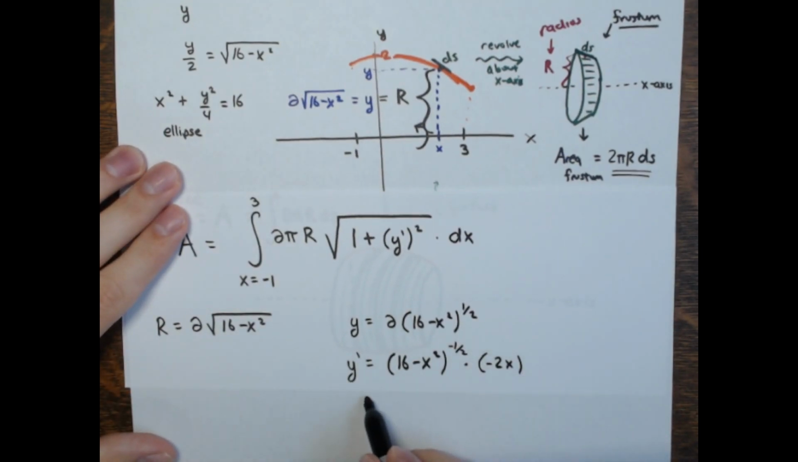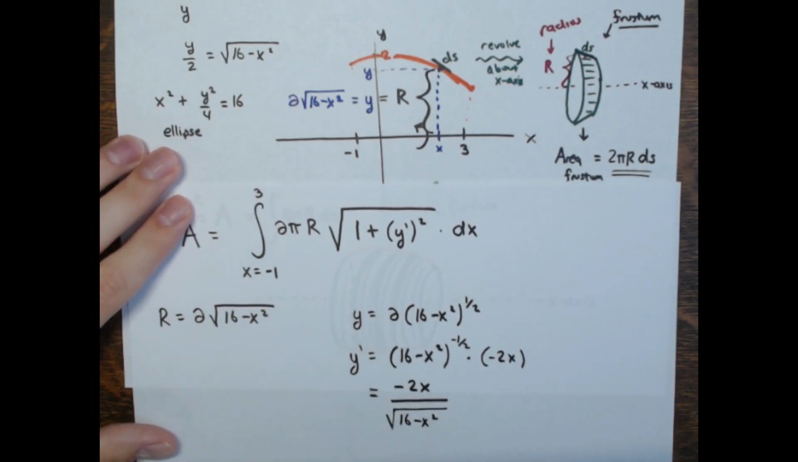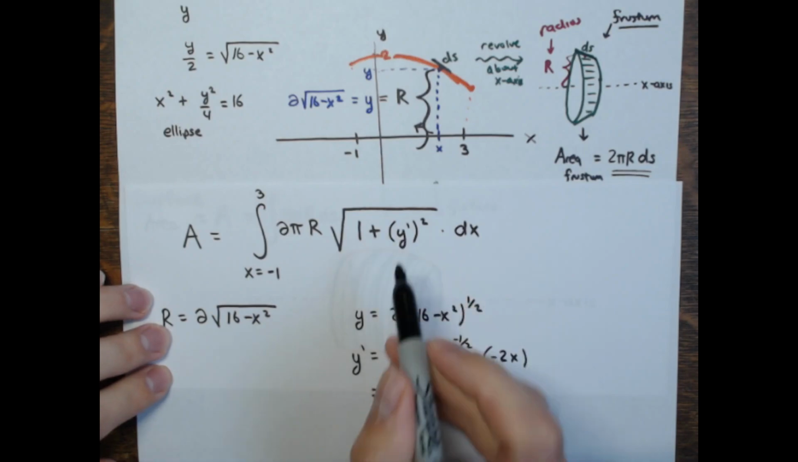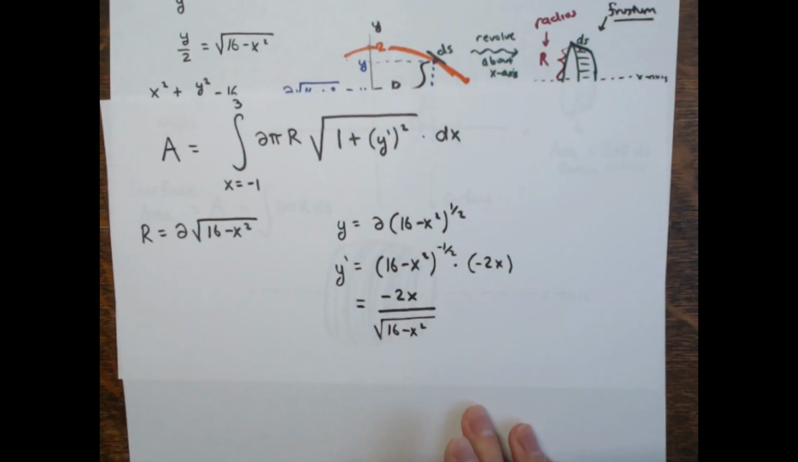Now, if you'd like, I can write this as negative 2x in the numerator, and then 16 minus x squared to the negative half would be 1 over the square root of 16 minus x squared. So there's y prime. And that's going to go in here and be squared. All right, so let's substitute all this stuff now.